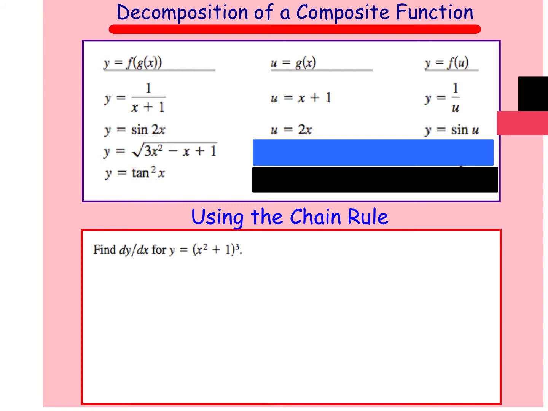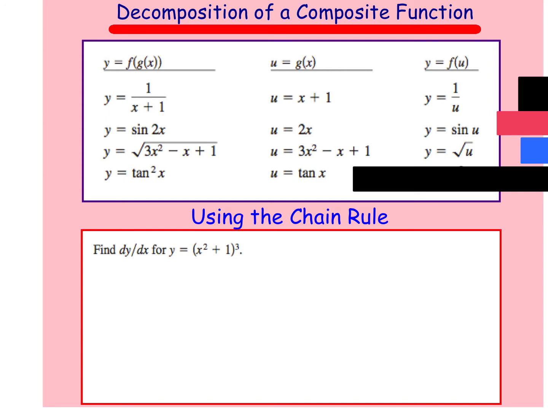All right. If I have the square root of 3x squared minus x plus 1, what is my innermost composite? Exactly, all that inside function. All right. And so my outer function is just the square root function. And then if I have tangent of x squared, what is my inner composite? X squared. No, tangent x. It's exactly. It's tangent x. And so my outer function is really x squared, or u squared in this case.